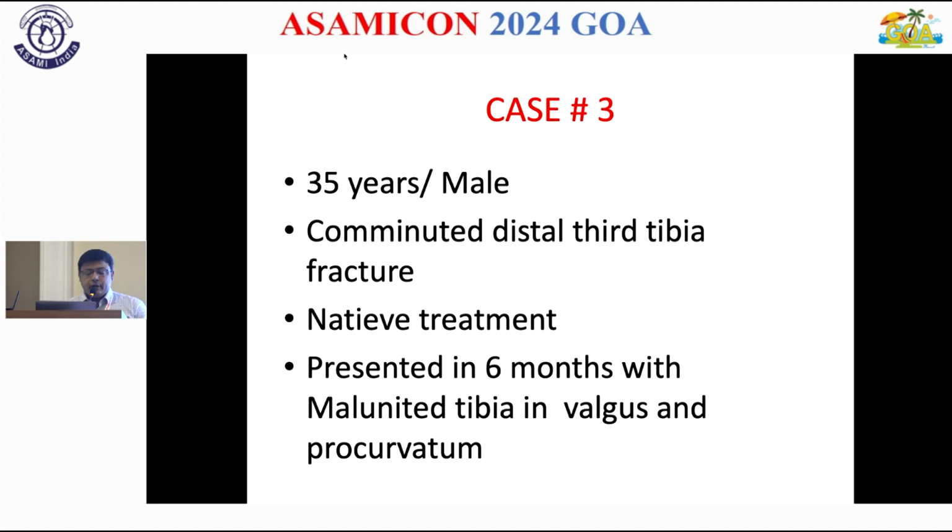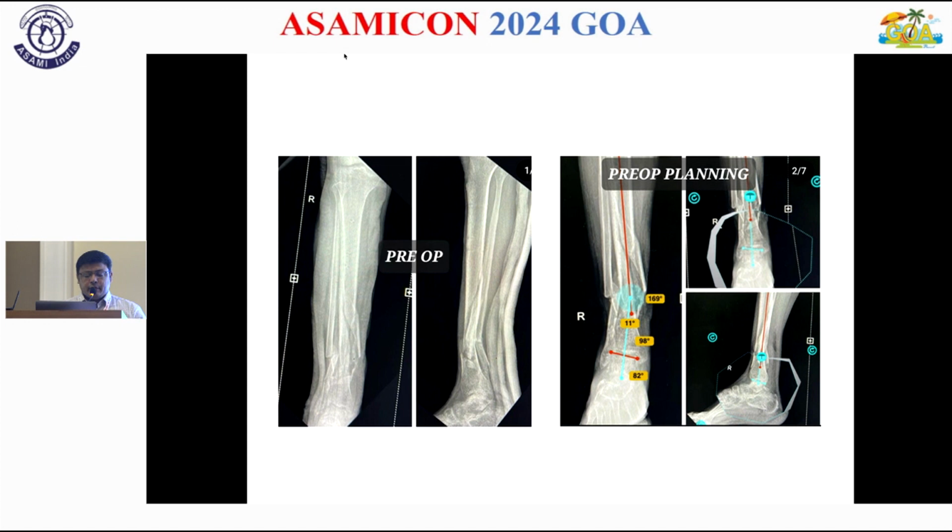35 years male, comminuted distal third tibia fracture, took native treatment, neglected, presented in 6 months with malunited tibia in valgus and procurvatum deformity. You can see the large comminuted fracture. It is radiologically not a solid union, but it is not moving. It is in valgus and procurvatum. So some translation is also there. So I followed rule 2 here in reverse manner.